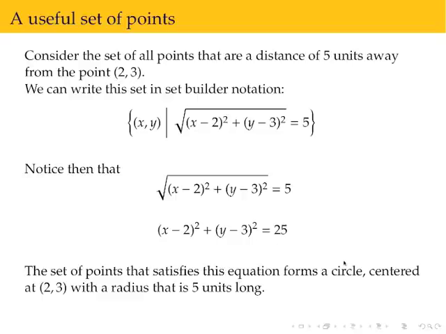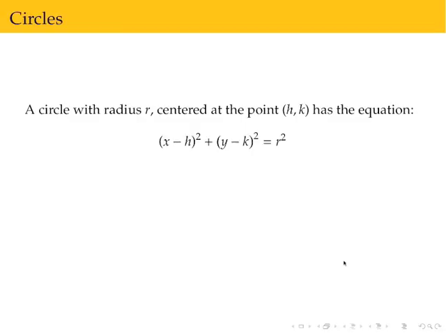So this is a good time to mention, based on that activity, you should have noticed that a circle with a radius r centered at the point h, k has the equation x minus h squared plus y minus k squared equals r squared. This is called center radius form of an equation of a circle for somewhat obvious reasons. And next you will need to watch the More About Circles video to learn some more about circles.